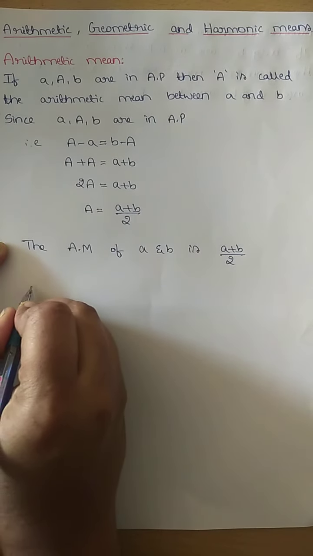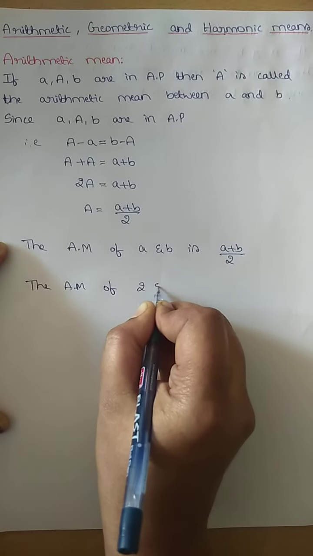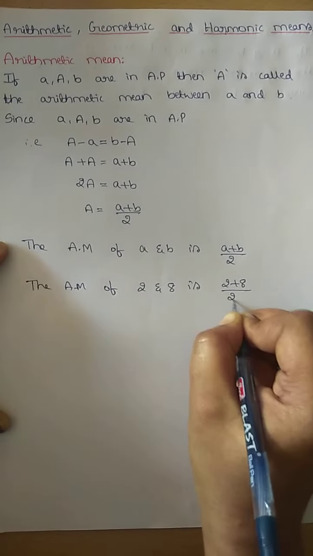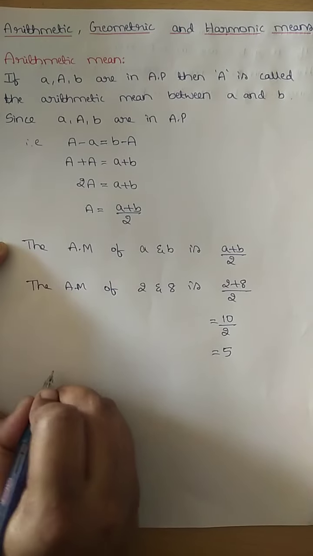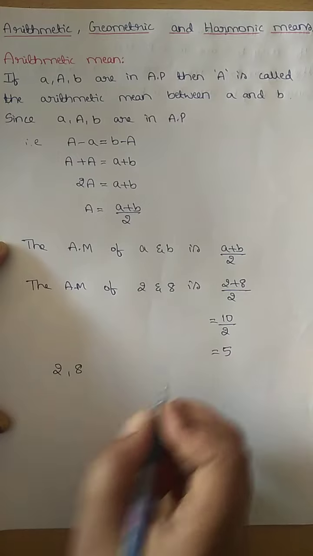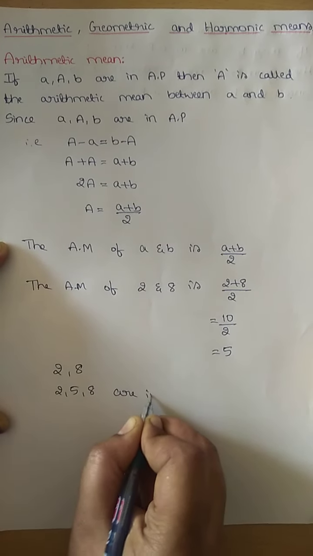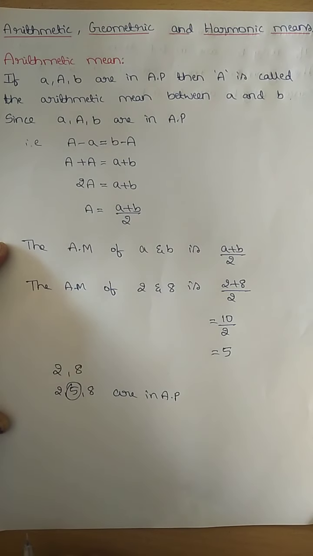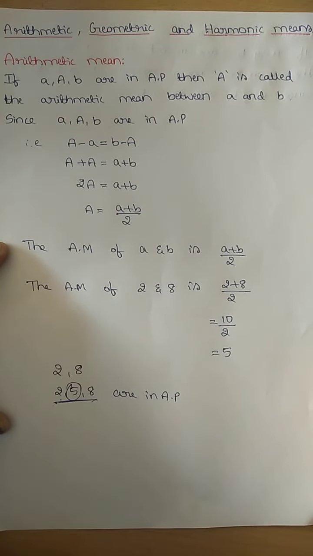For example, the arithmetic mean of 2 and 8 is (2 plus 8) divided by 2. 2 plus 8 is 10, and 10 by 2 equals 5. Now see here, 2, 8: the arithmetic mean is 5. Therefore 2, 5, 8 is in AP. Here 5 is called the arithmetic mean of 2 and 8. The resulting sequence is in AP.